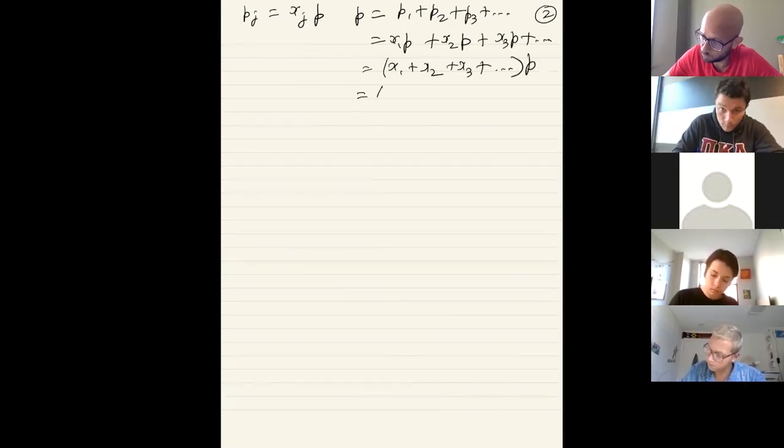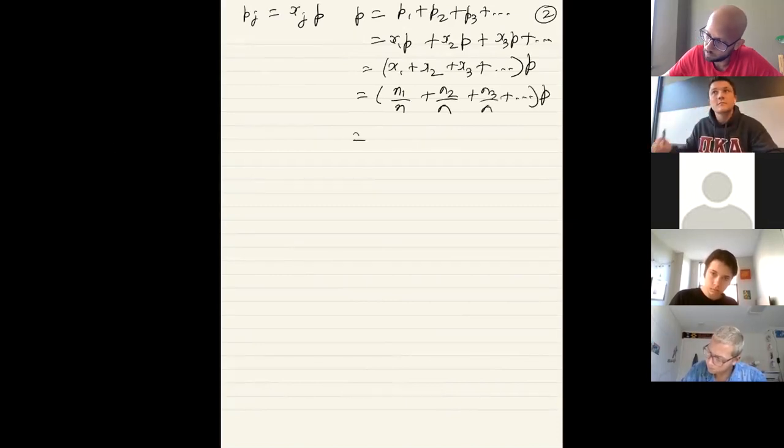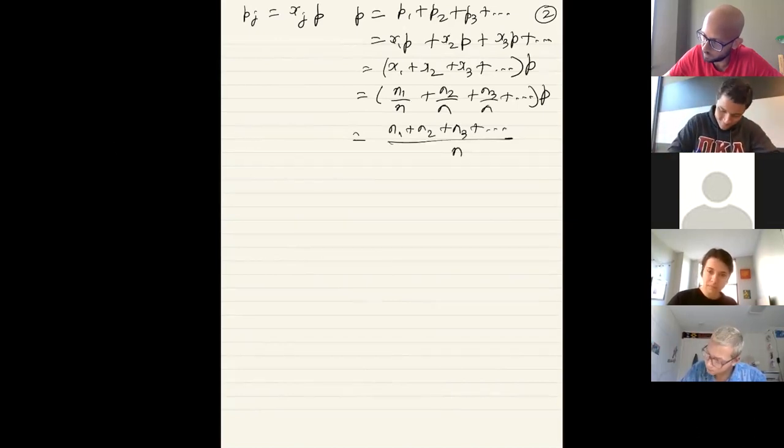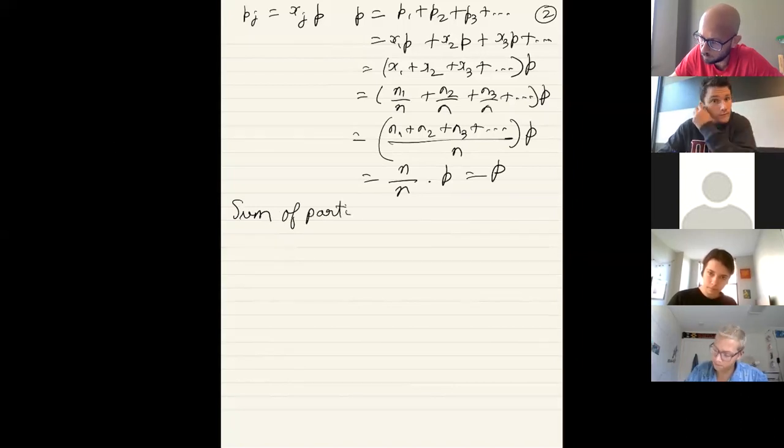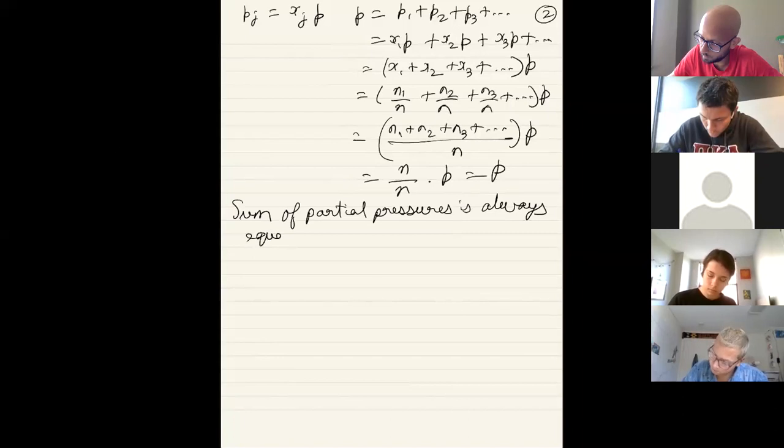And what is X1 plus X2 plus X3? That is N1 by N plus N2 by N plus N3 by N plus dot dot dot multiplied by P, which is equal to N1 plus N2 plus N3 plus dot dot dot divided by N multiplied by P. And we just said that N is equal to N1 plus N2 plus N3. So this is N divided by N multiplied by P, which is equal to P. So the sum of partial pressures is always equal to the full pressure. This point can become confusing sometimes.